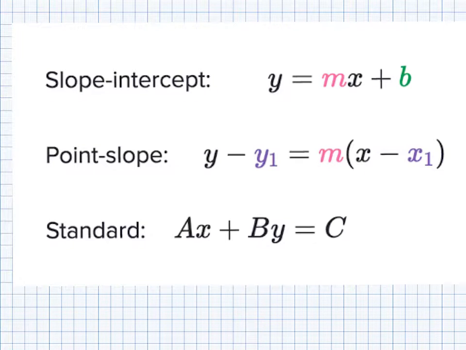So let's look at the equations of a line that we've looked at so far. We've learned slope-intercept, y equals mx plus b, where m is the slope. We've learned point slope, which is what we're talking about today, which is y minus y1 equals m times x minus x1. And we've learned just a standard equation, which is ax plus by equals c. It's important to be able to know which equation goes with which one.